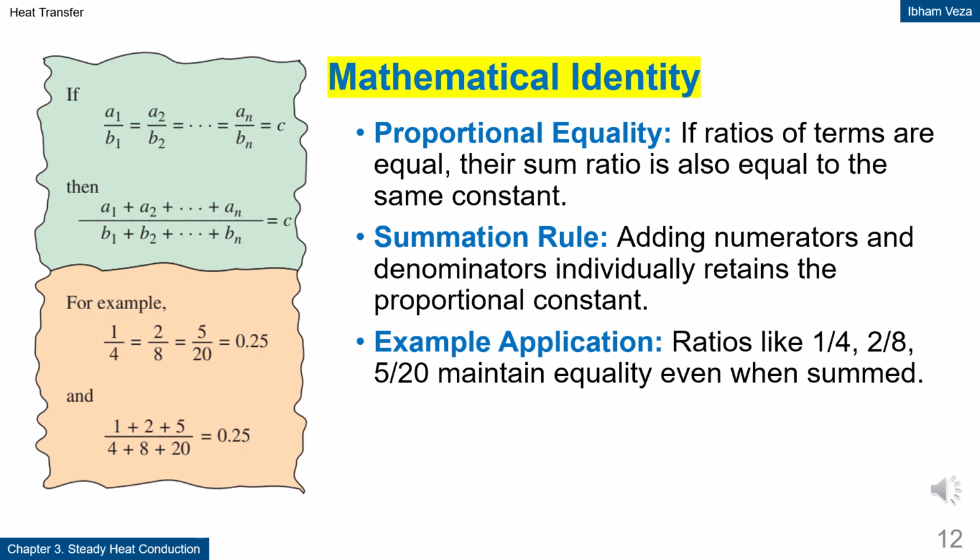Mathematical identity. This mathematical identity explains that if several ratios have the same value, the ratio of the sum of numerators to the sum of denominators remains the same. This principle is used to simplify the analysis of temperature drop distribution in resistance networks. With this approach, contributions of each resistance can be combined mathematically. The numerical example shows that proportionality is preserved. This concept is important for distributing temperature drops in multi-layer systems.